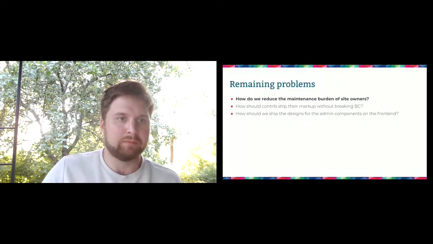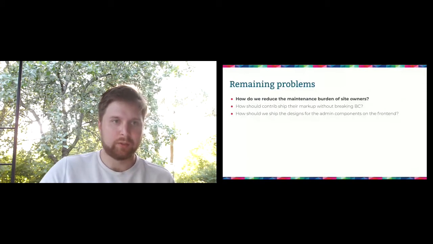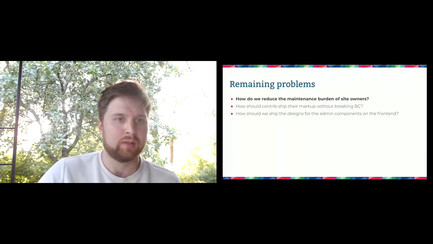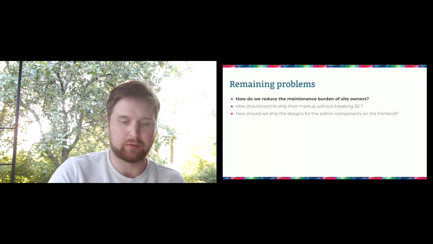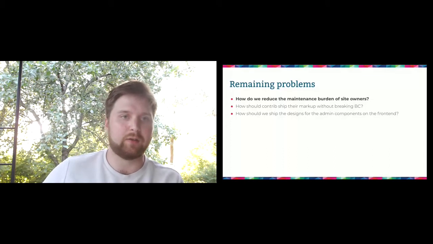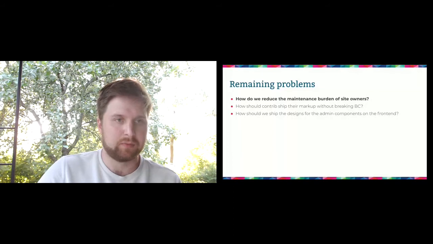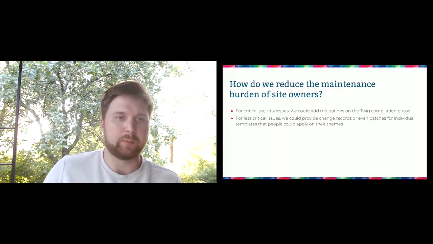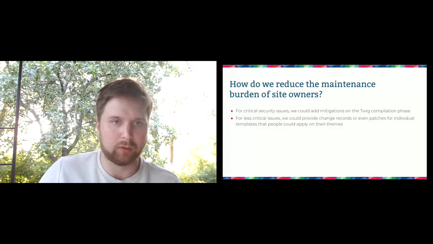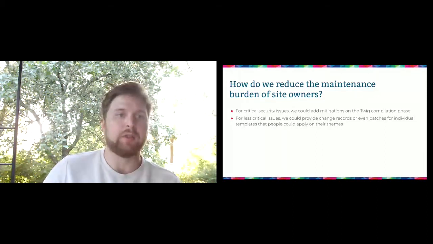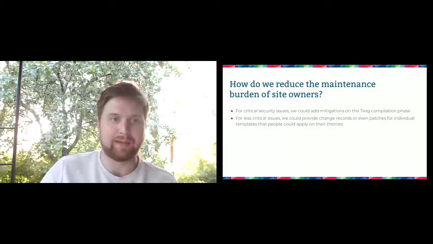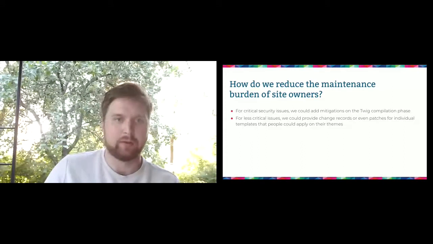So let's talk about the remaining problems with the starter kit idea. The first problem that we realized was: how can we reduce the maintenance burden on site owners? Is there anything we could do to reduce that? Something we can do is, if there are critical security updates, since Twig templates are compiled and we have control over that, if we see a certain type of source code in Twig, we could theoretically at least add something to our compilation phase that would mitigate those vulnerabilities in their Twig source code.